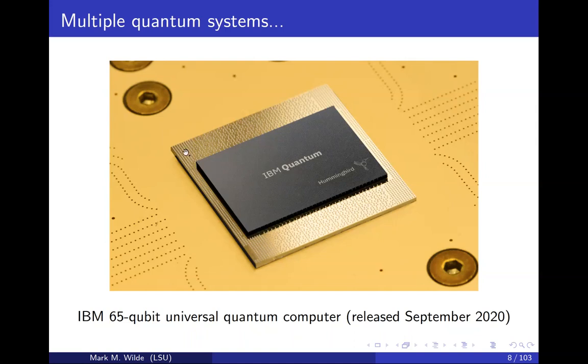As an example, here's a nice picture, I think I must have stolen this from Twitter or something like that, of IBM's Hummingbird chip. That's a 65 qubit universal quantum computer. You can create an account with IBM and program their quantum computer. I don't think the 65 qubit one is available publicly, but I think at least 20 qubit ones are available for programming. So you could have some fun with that.